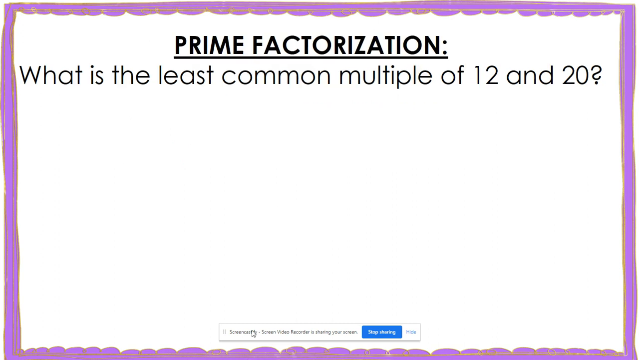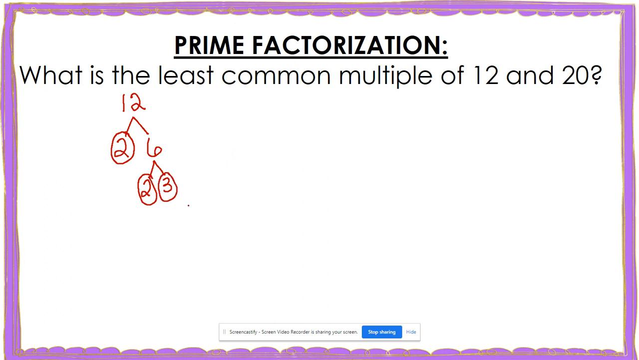Now let's use prime factorization to find the least common multiple of 12 and 20. With prime factorization, we're going to use factor trees to find all of the prime factors of each number. So we'll start with 12. I know that 12 is an even number, so I can multiply 2 times 6 to get 12. 2 is a prime number, so I'm going to circle it. But 6 is not a prime number, so I need to break it down further. 6 is the same as saying 2 times 3. Now, both of these are prime numbers, so I'm going to circle them.